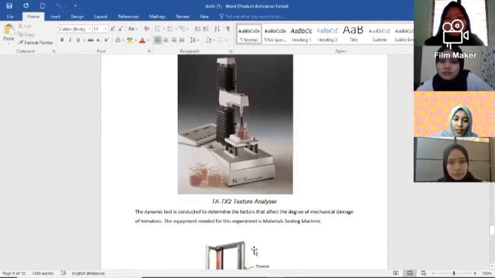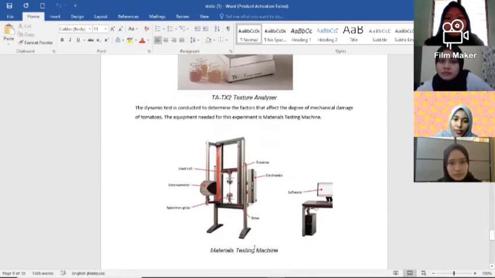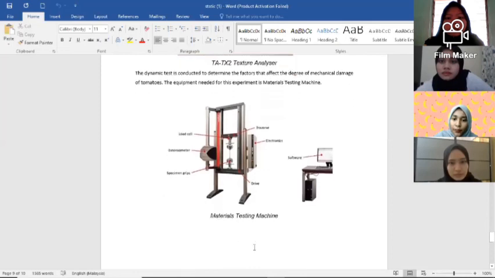Next, the dynamic test is conducted to determine the factors that affect the degree of mechanical damage of tomatoes. The equipment needed for this experiment is a material testing machine. So this is the image of the materials testing machine.